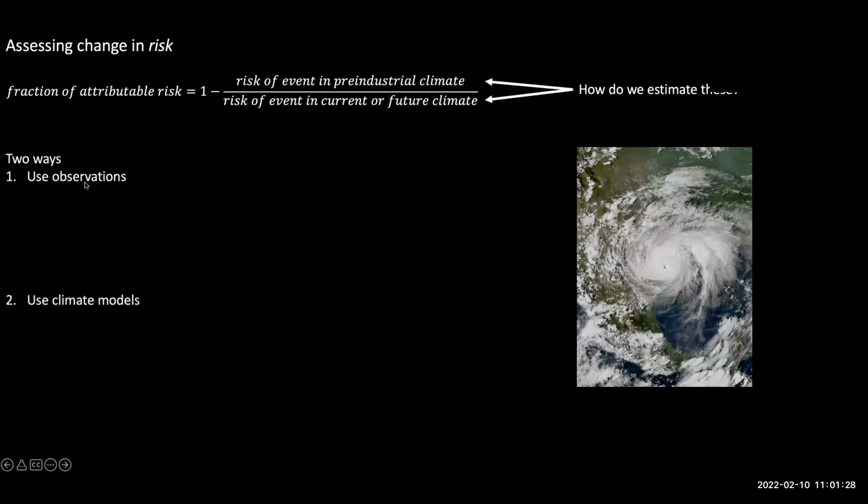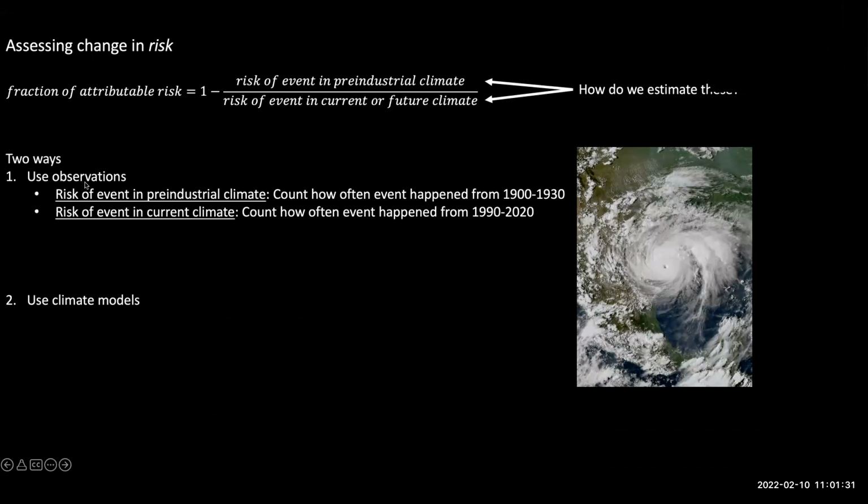So the observation way, just kind of writing that out, is looking at the risk of the event in pre-industrial climate. Actually, 1900 to 1930 is not actually pre-industrial, but it's before the climate change signal really took off, and it's after we have good records of a lot of things. So a lot of times the early part of the 20th century is what will be used as the baseline situation.